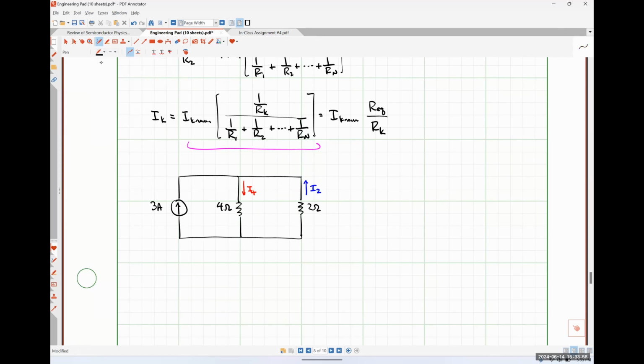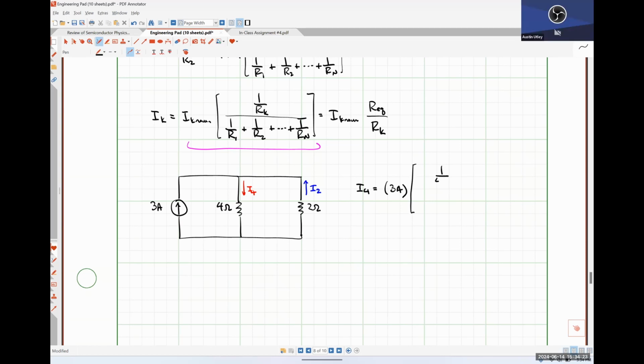So how would we apply our current division relationship to solve for the current I4? So what's our known current? 3 amps. All right. What's the resistor that we're trying to find the current through? 4 ohm.